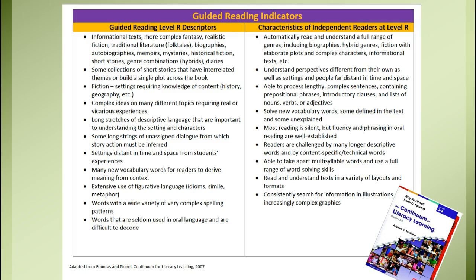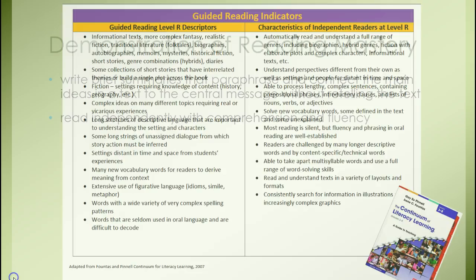in a level R. And then here are the characteristics of an independent reader at level R. Looking at this, these are the things that we must secure for a student to become proficient at level R and moving them up that spectrum. So I thought that would help you as reading teachers to see that, but your continuum has that valuable piece.